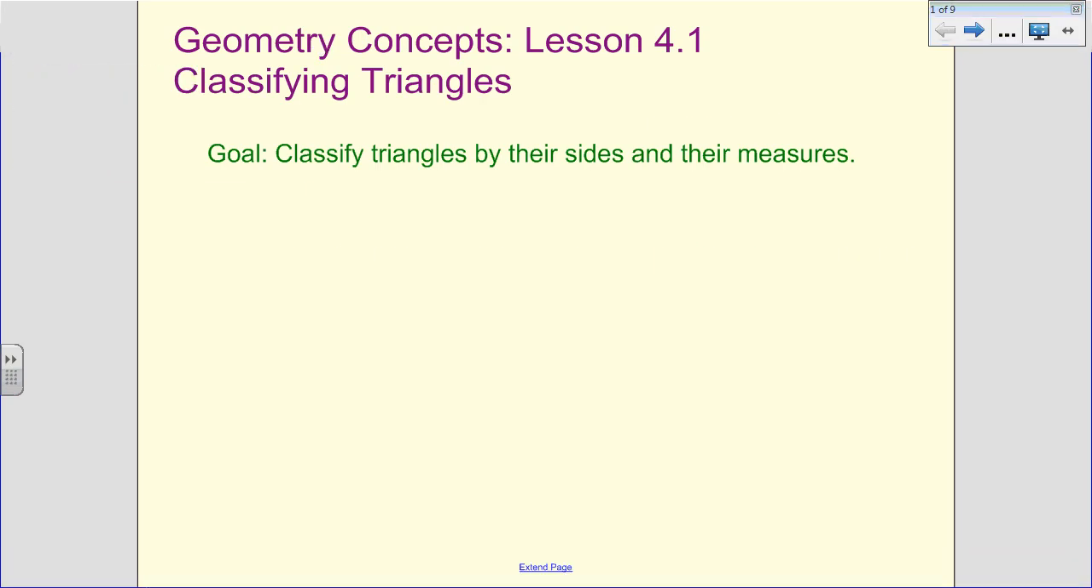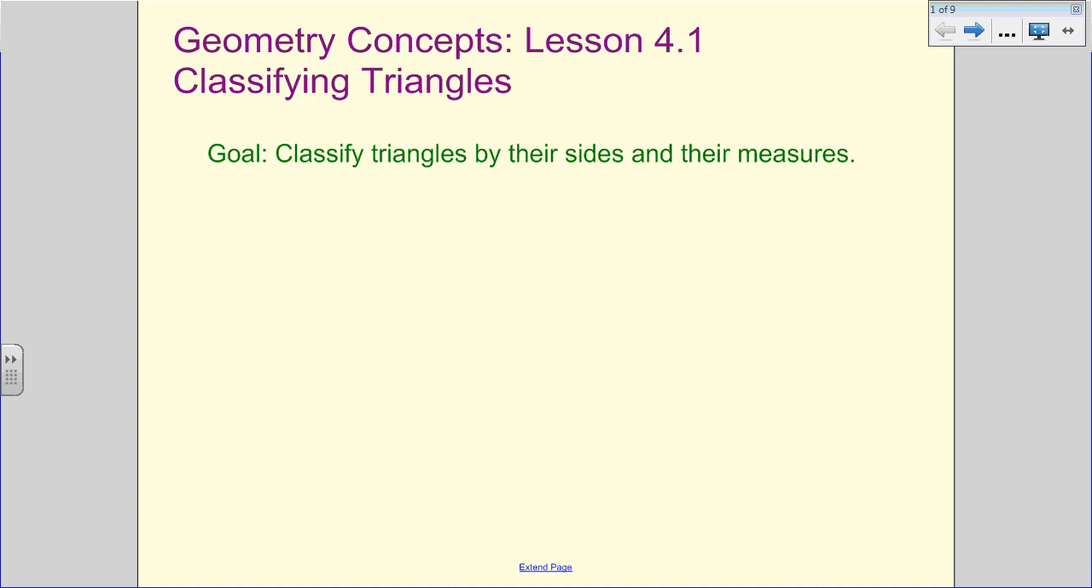Right, ladies and gentlemen, we are ready to start Chapter 4, Lesson 4.1, and we're going to classify triangles. Chapter 4 is going to take a look at a lot of different features of triangles, beyond just the fact that they have three sides. And so what we're going to do is classify triangles.